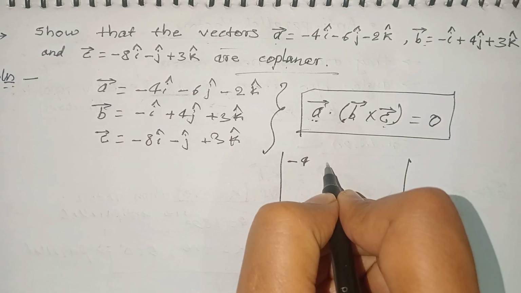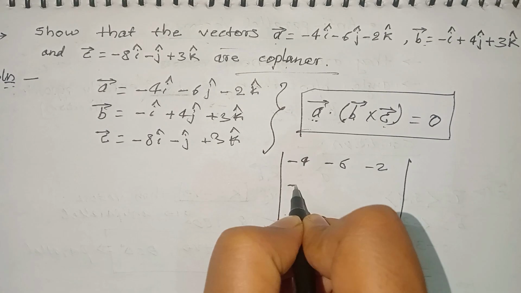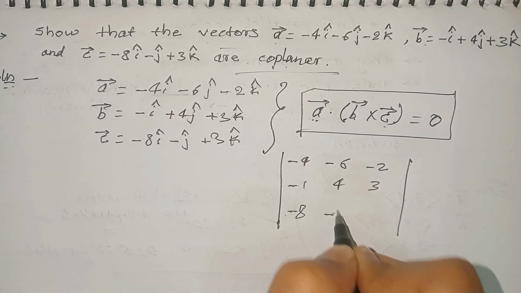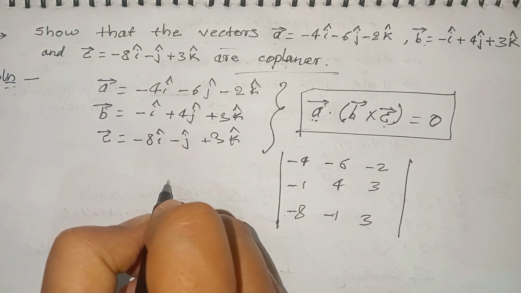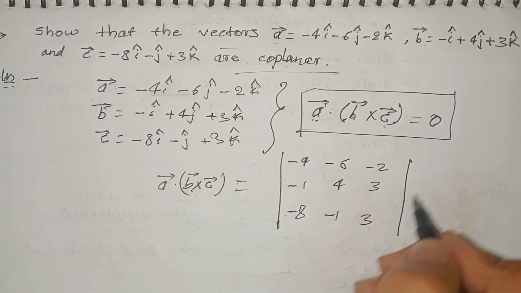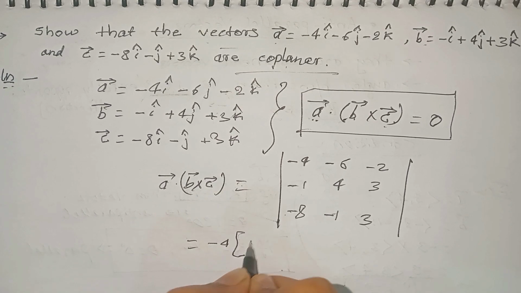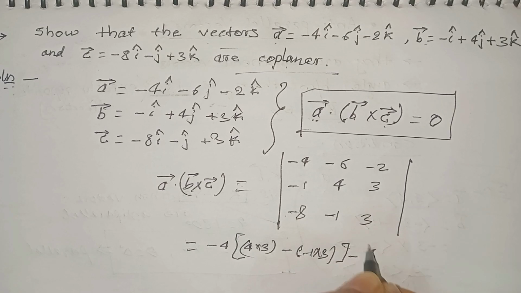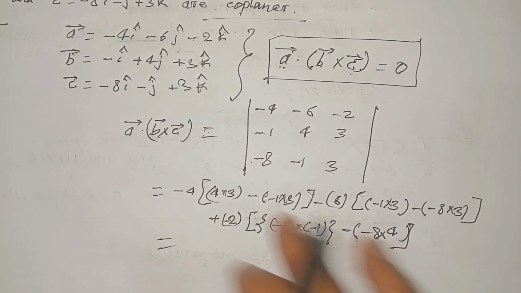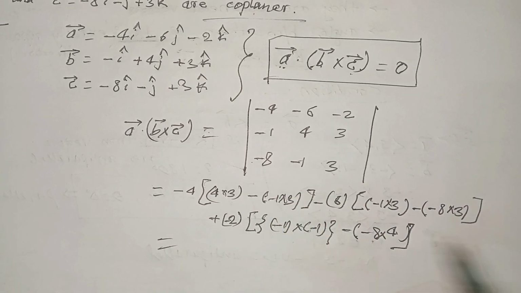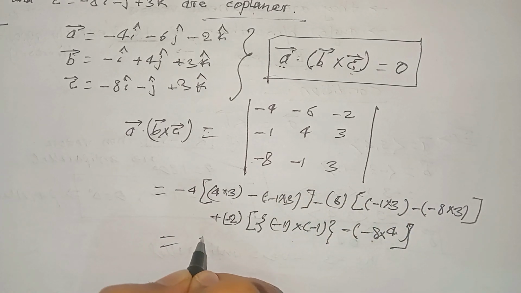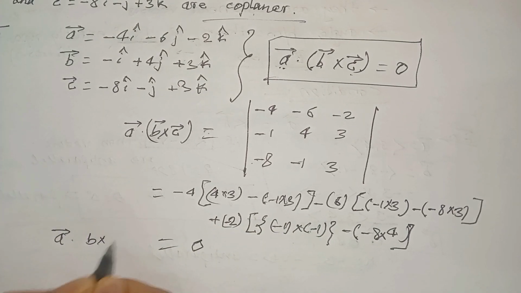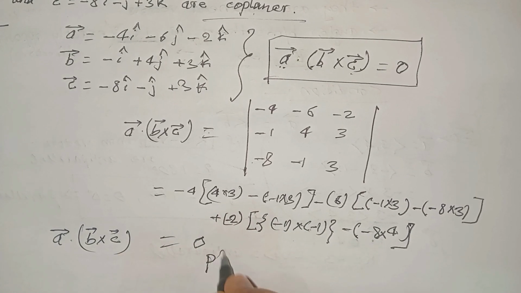So let us solve. -4, -6, -2, -1, then 4, then 3, then -8, -1, 3. We can write A dot B cross C equals -4 times (4 into 3), minus (-1 into 3), and then -6 times the remaining term. Simply, if you solve this, it is a simplification of class 5 or 6. You can solve it easily. The result comes to be 0. So we can write A dot B cross C equals 0. So it is proved. Thank you.